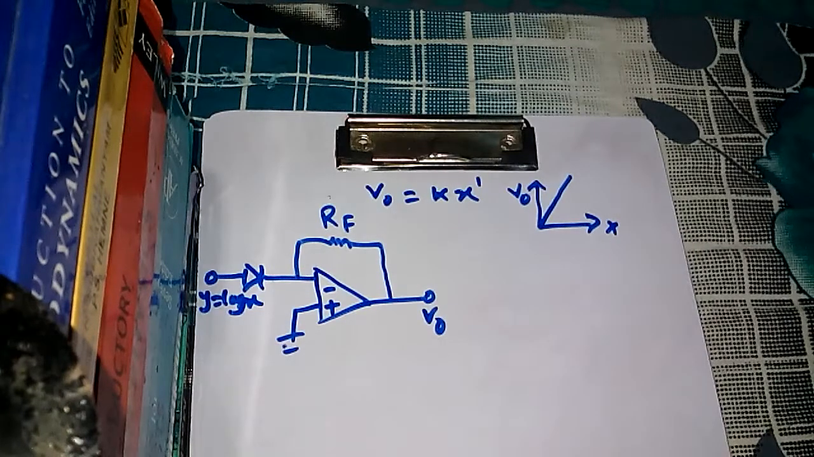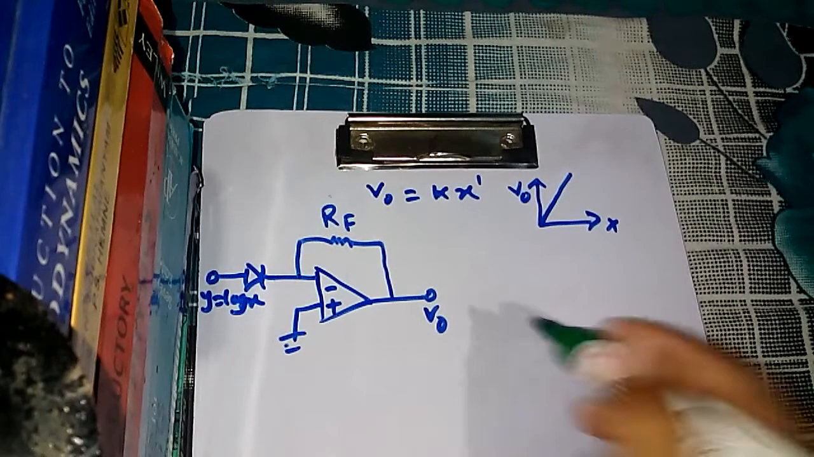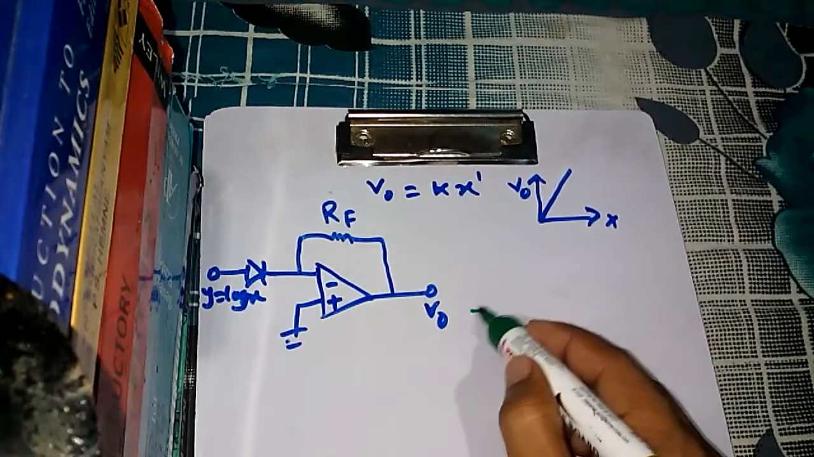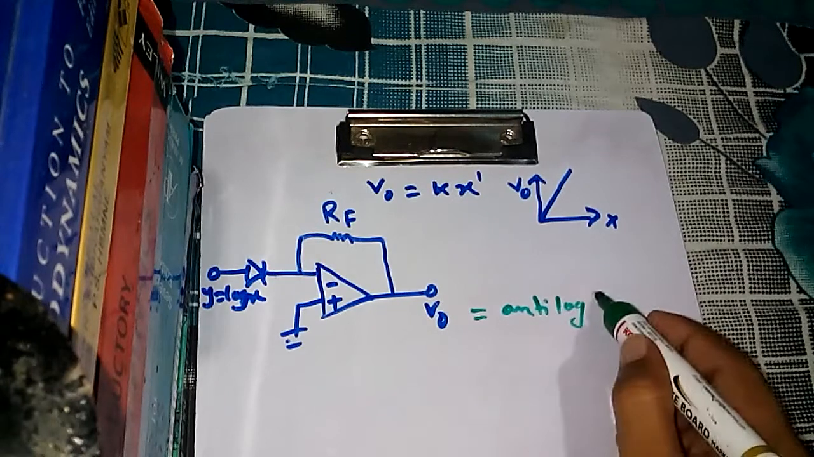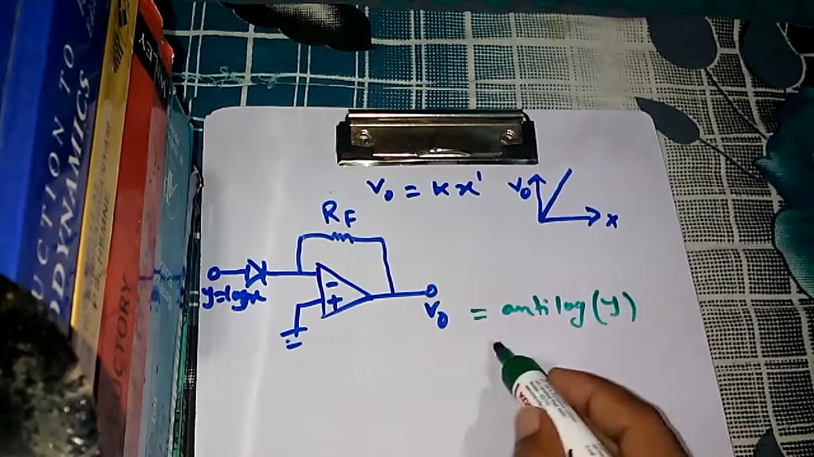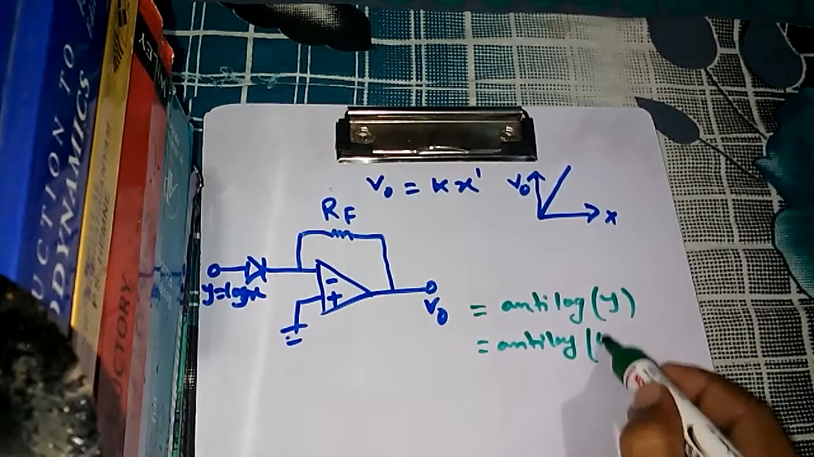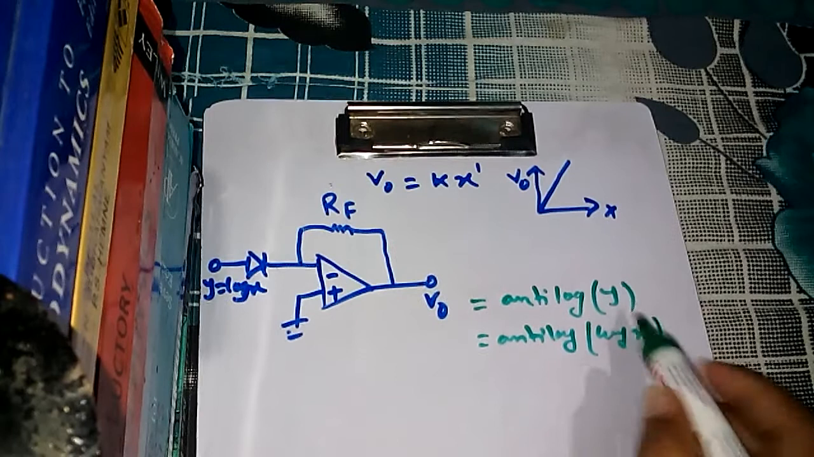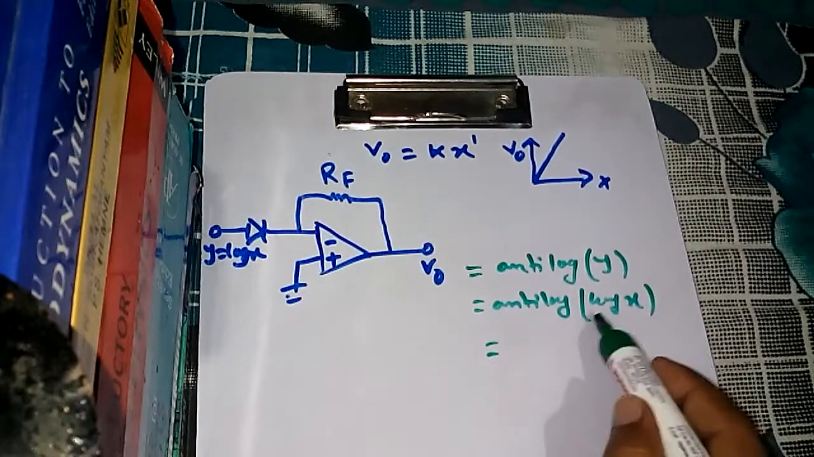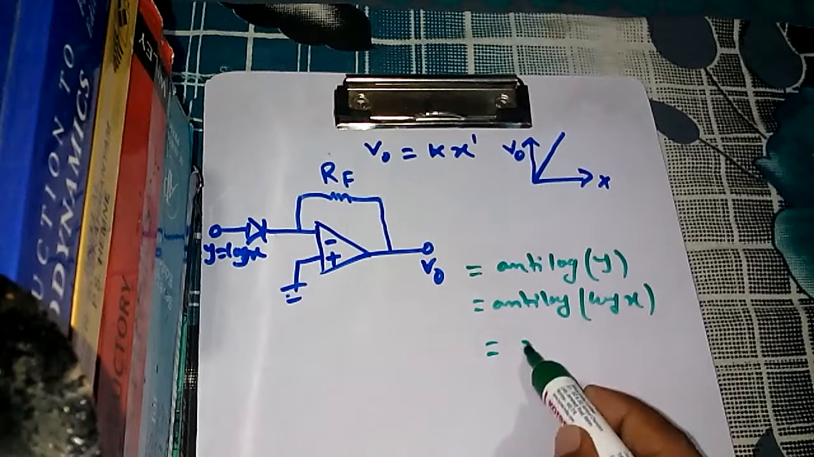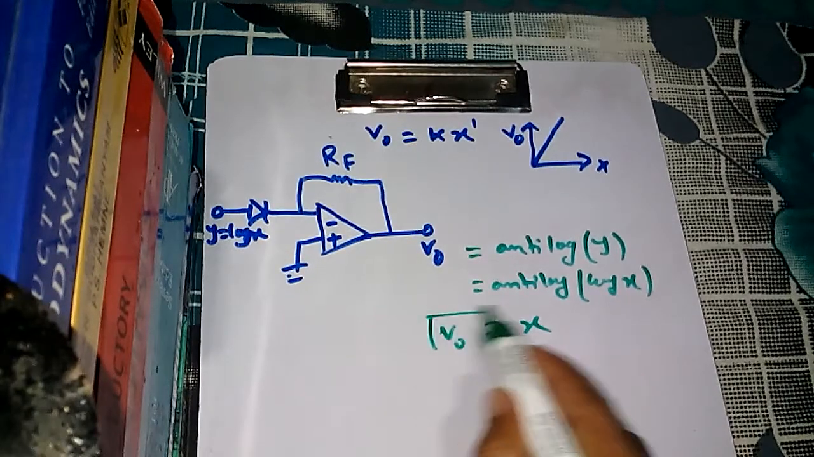Okay, what is the operation that this anti-logarithmic amplifier does? It does anti-log operation. That means V output is anti-log of input, and the input is y, and that means anti-log of x, because y is log x. And whenever there is anti-log of log of anything, it is that number or that variable, so it is x, so V output is x.